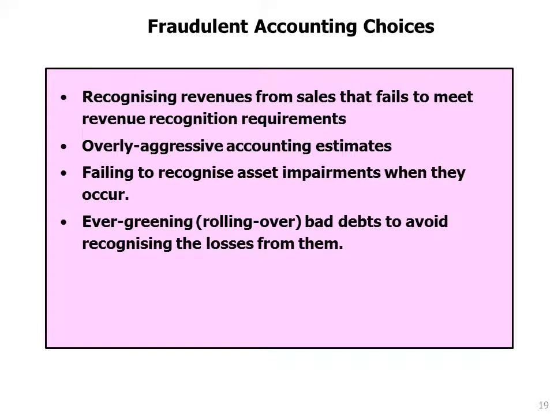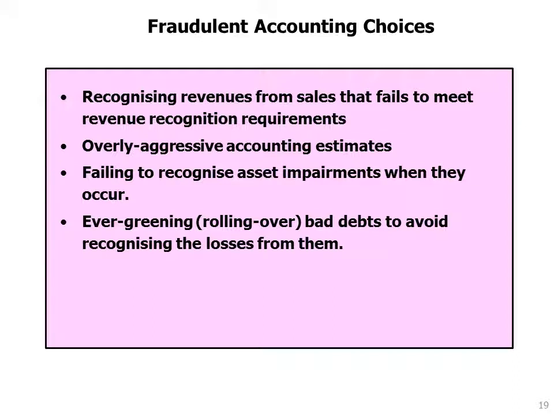And then we've got overly aggressive accounting estimates on things like depreciation, failing to recognize asset impairments when they occur, so it's overstating asset valuations and equity. And in the case of banks, this is quite a frequent evergreening, rolling over bad debts from customers to avoid having to recognize the losses from them.